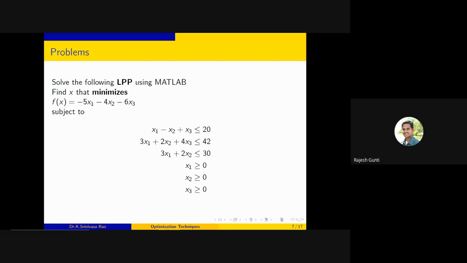Find x such that it minimizes f of x equal to minus 5x1 minus 4x2 minus 6x3, subject to x1 minus x2 plus x3 less than or equal to 20, 3x1 plus 2x2 plus 4x3 equal to 42, 3x1 plus 2x2 less than or equal to 30. Inequality constraints are there, and lower bounds: 0 is less than or equal to x1, x2, x3. First, we write it in standard form.